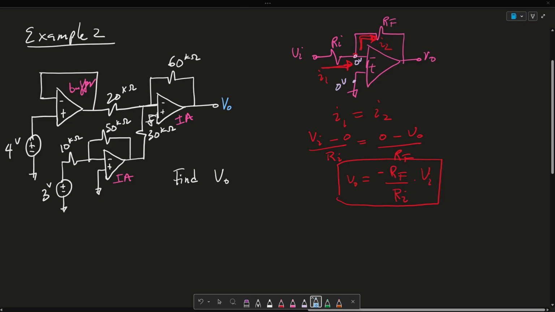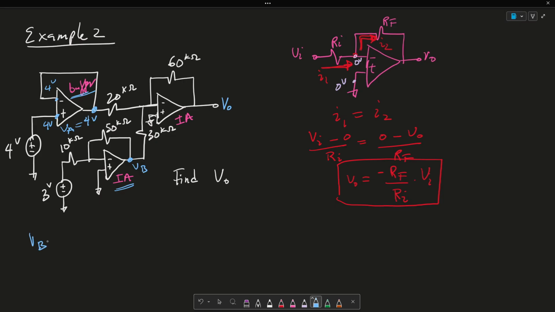So let me go ahead now and write out some things that I know. Since this is a buffer, this is 4 volts. This here is 4 volts. As a result, this here is also 4 volts. Okay. This here is an inverting amplifier. So let me call this VB. All right. Let me call this VA.